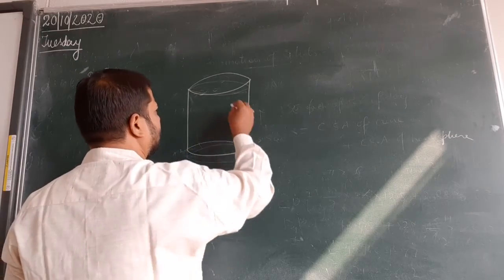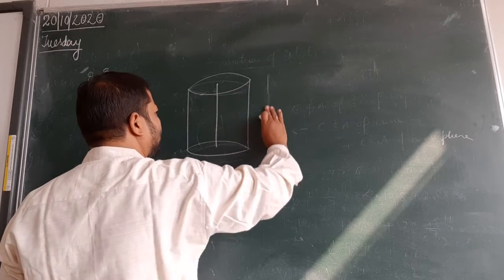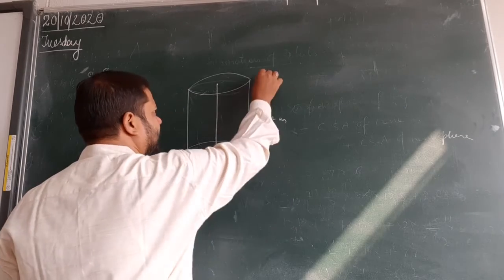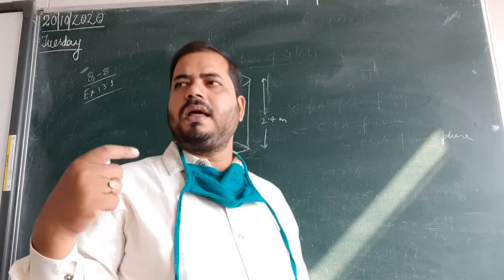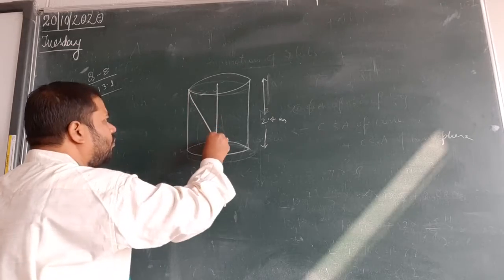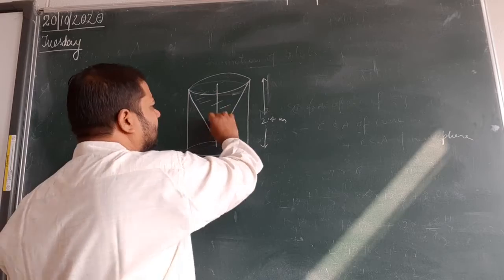And a cone is hollowed. That means the height of the cylinder is 2.4 centimeter, whatever it is given, and a cone is hollowed, meaning by drilling it, what is being made? A cone is being made. This cone was drilled here, okay?